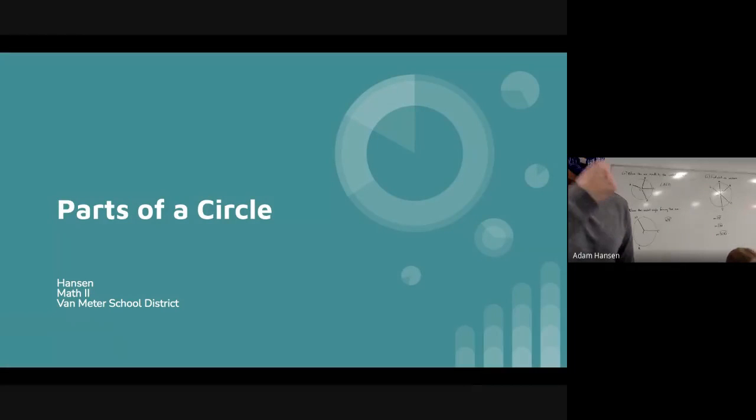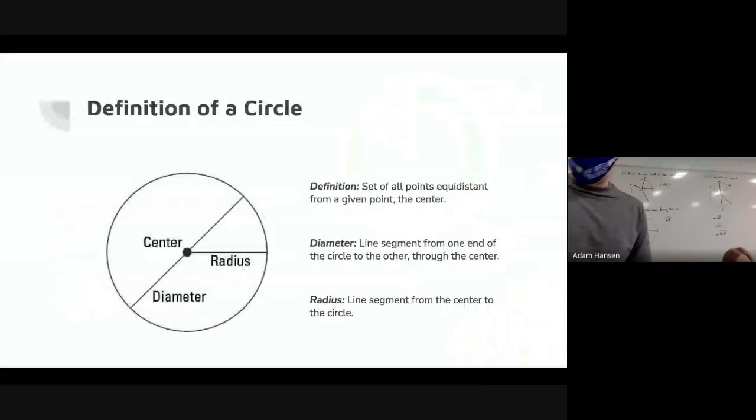Circles and parts of the circles, for this set of slides. By definition, a circle is the set of all points that are equidistant from a given point, called the center. So in the diagram, I've got a circle whose center is this point, and every point on this circle is the same distance back to the center. Any point on the circle, back to the center, that distance is always the same.